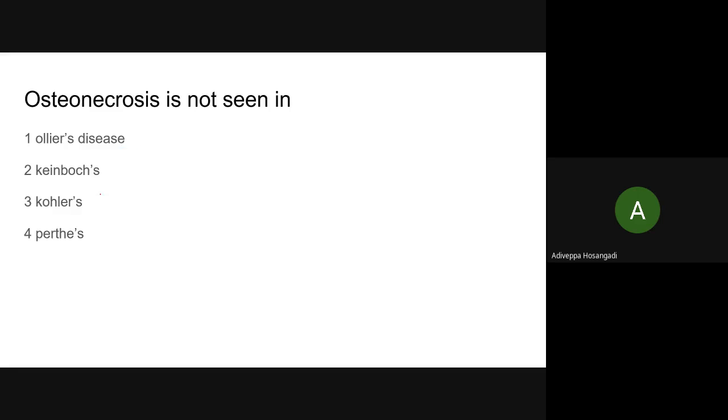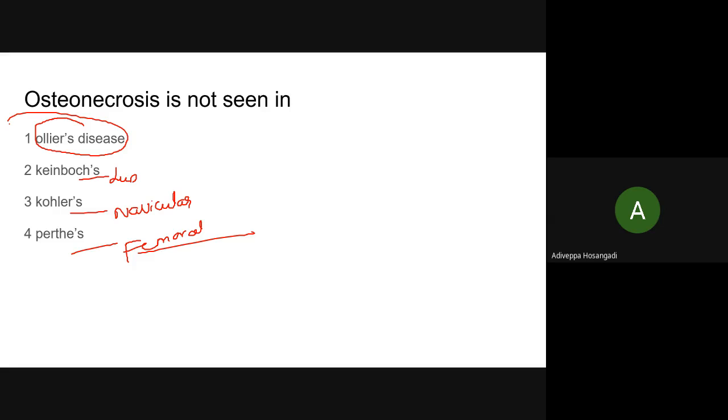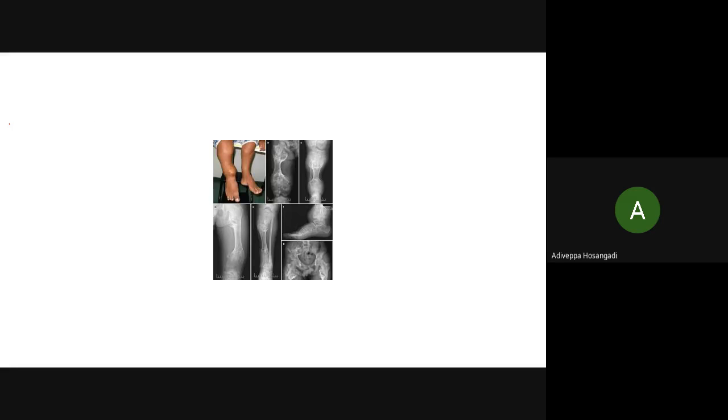Okay, please remember, now we have almost seen everything. Kienböck's is lunate, Köhler's is navicular, Perthes is femoral head. So what is remaining is Ollier's. Ollier's you will never forget if you see this diagram.